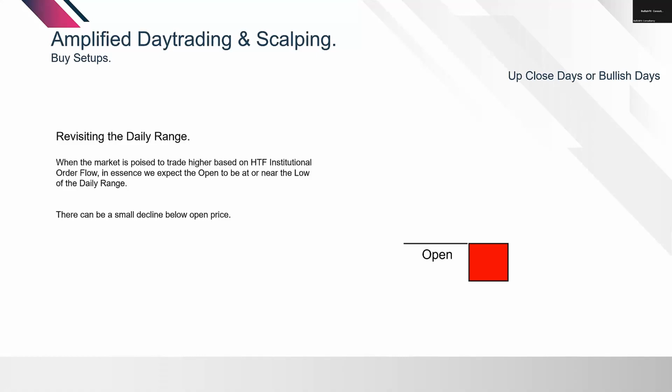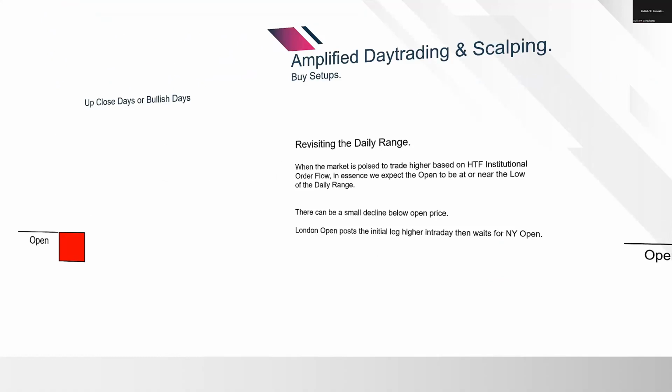So now, going back to our daily range, which is what we discussed, I think, 2 weeks ago, or I think last week, when the market is poised to trade higher based on higher time frame institutional order flow, in essence, we expect the open to be at or near the low of the daily range. There can be a small decline in price, right? Below the opening price and below the Asian range, you're looking for entries to the upside. You look for price to trade to a 15-minute discount array, right?